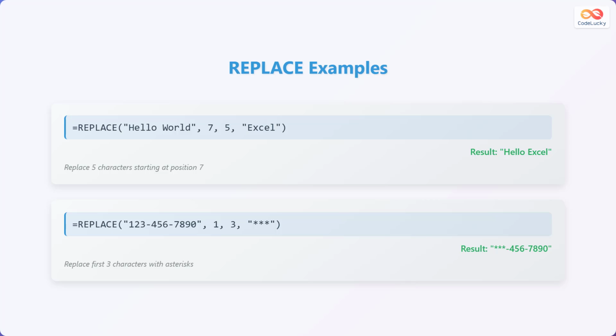Next, =REPLACE("123-456-7890", 1, 3, "***"). This replaces the first 3 characters with asterisks, resulting in ***-456-7890.